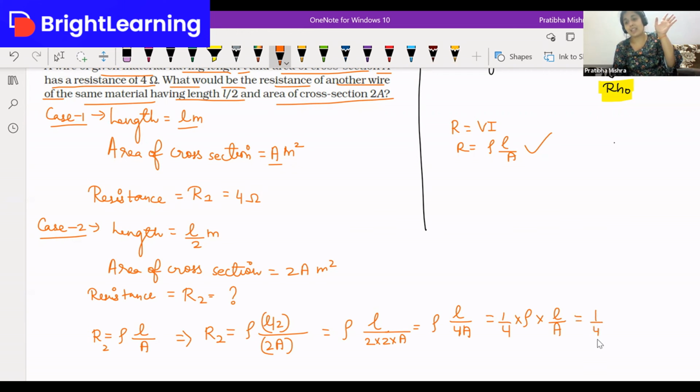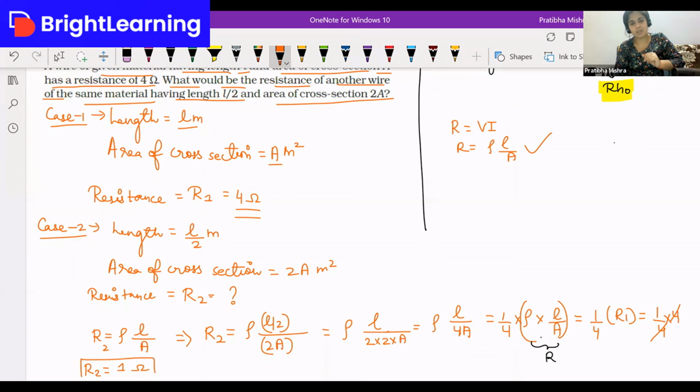Okay. Then it will be 1 by 4 times this whole thing, which is your resistance only, this formula. So replace it with R1 because you have an R1 in the beginning. Okay, replace it with R1. So what's the value of R1? 4 ohms. So 1 by 4 into 4 is how much? 1 ohm, right? Okay. This is the way of explanation. Actually, that time I just wrote R1 and R2 here and there. That got exchanged. Okay. This is 1 ohm.